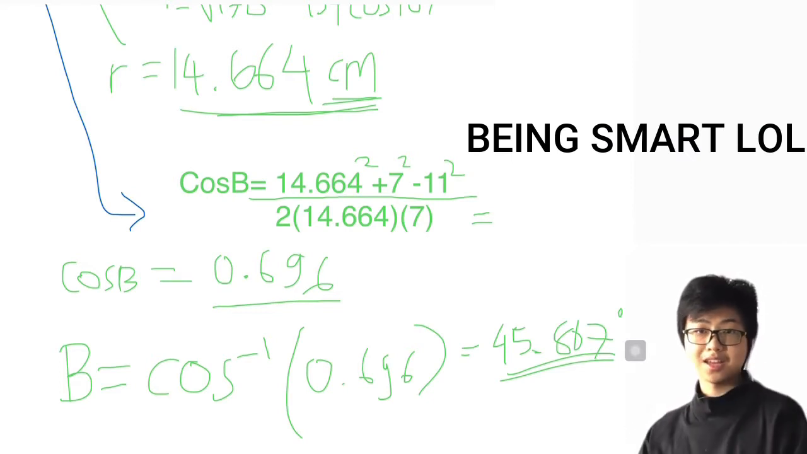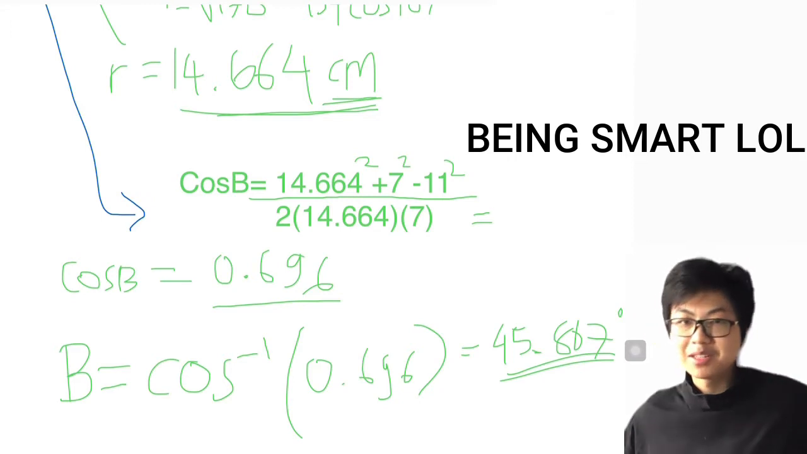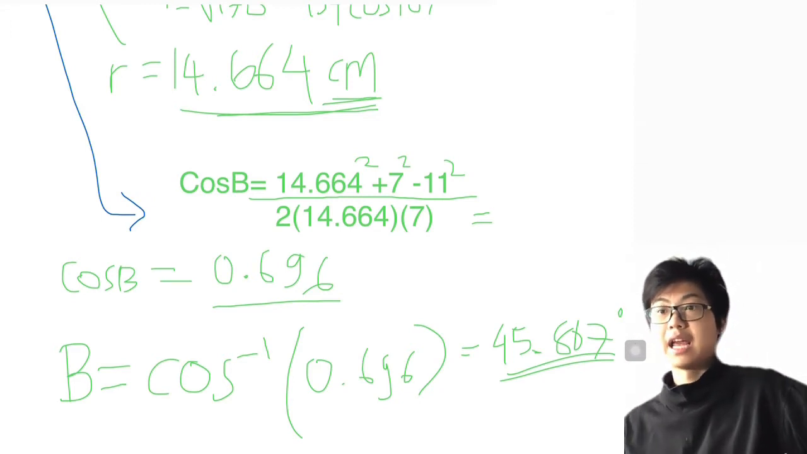Okay, so basically the answer that we're going to have is 45.867, because of the help of CC earlier. Cos inverse of 0.696 is 45.867.